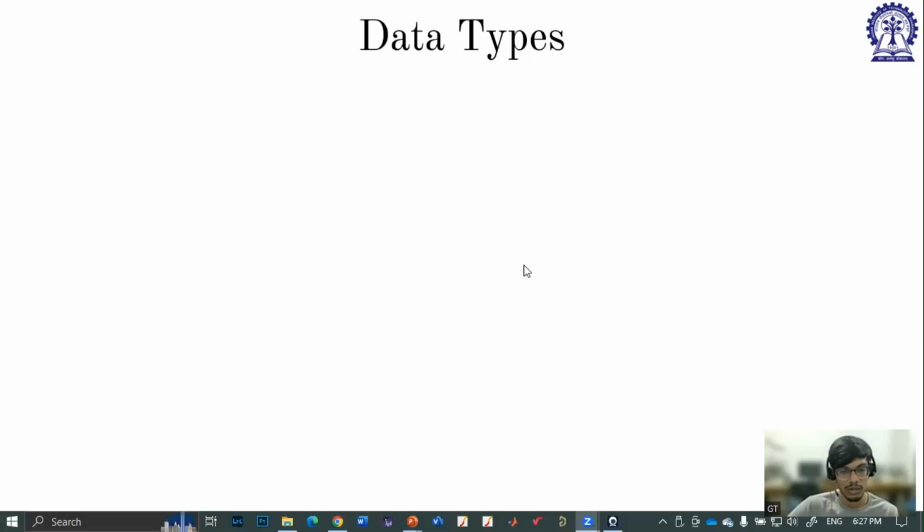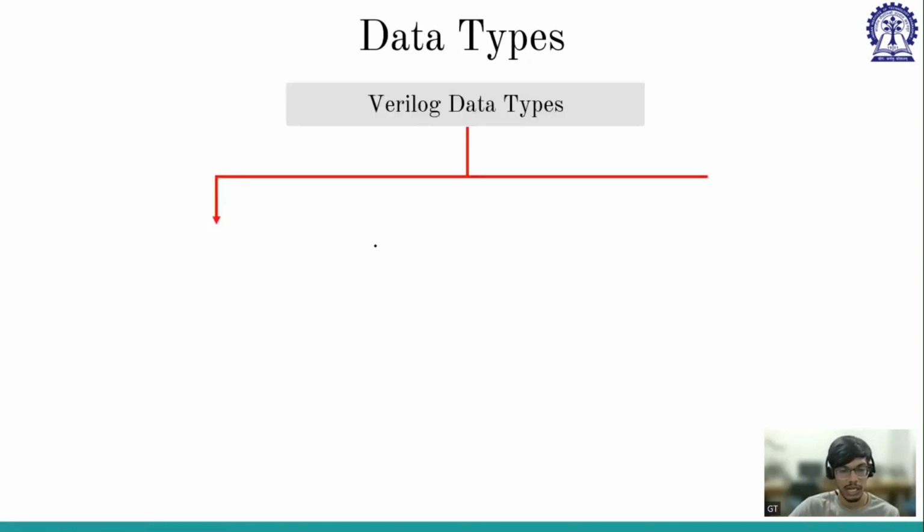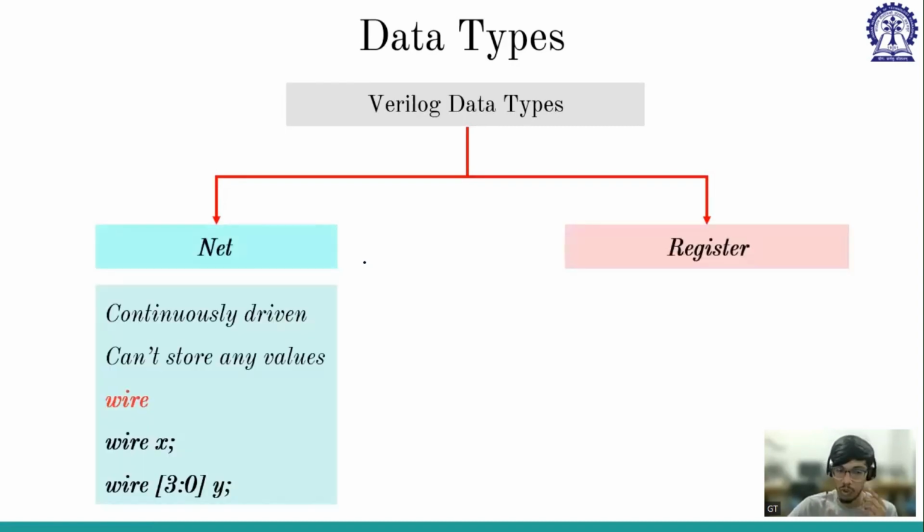Okay. So now coming to data types. Verilog has data types similar to other languages. One is net and one is register. So what is the difference? Net means it is continuously driven. So the data will be continuously changed if the input changes, and it cannot store any values. So if the input changes, output will change, and it cannot store. Say if I wanted to store a value for some time, it cannot store. It will be continuously driven.